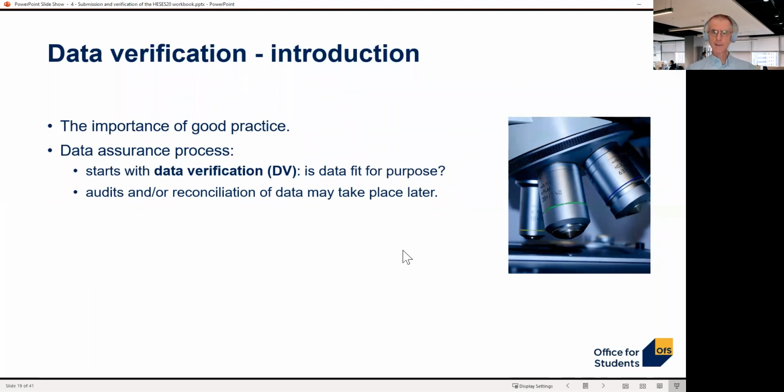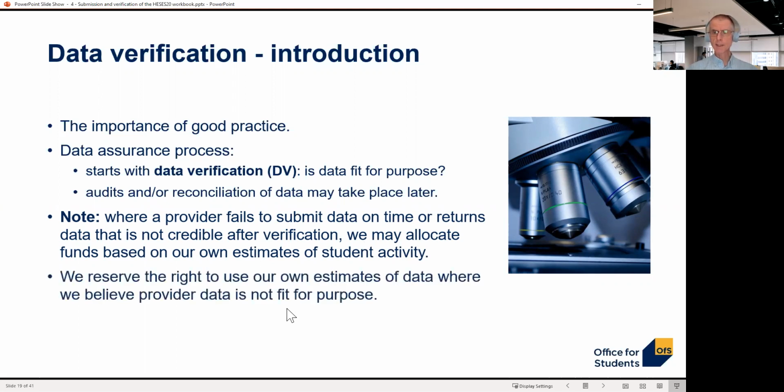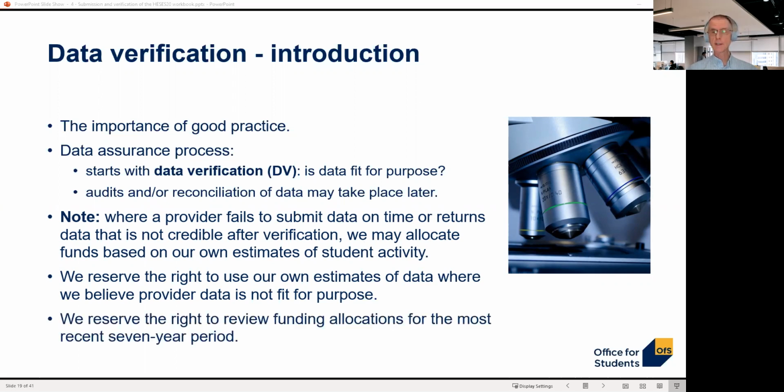With that in mind, it's important to say that where a provider fails to submit data on time or returns data that is not credible after verification, we may allocate funds based on our own estimates of student activity. We reserve the right to use our own estimates of data where we have reason to believe that provided data is not fit for purpose, and we reserve the right to review funding allocations for the most recent 7-year period.